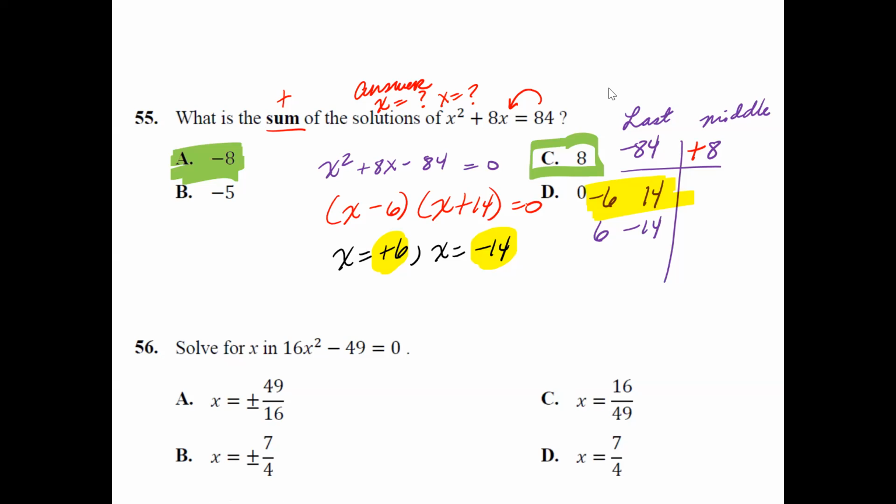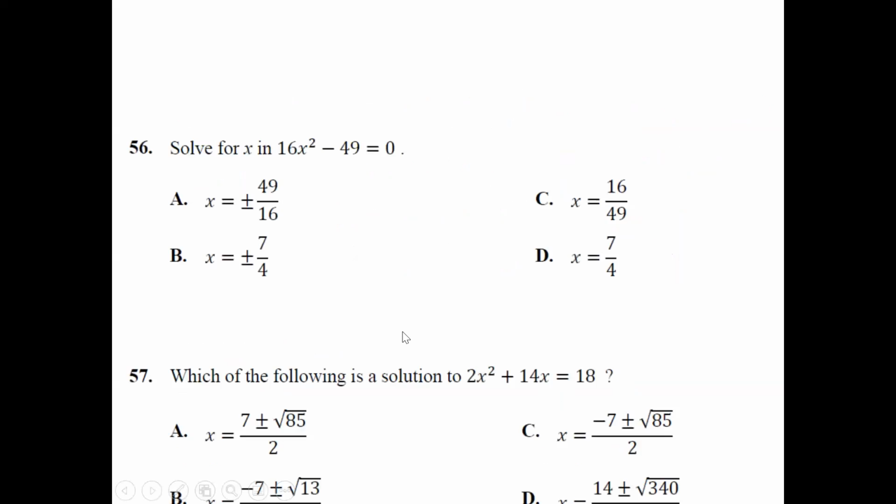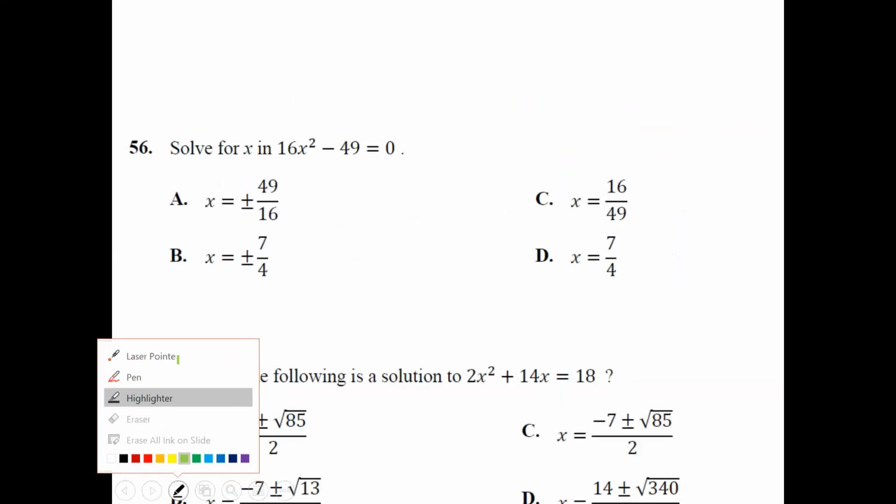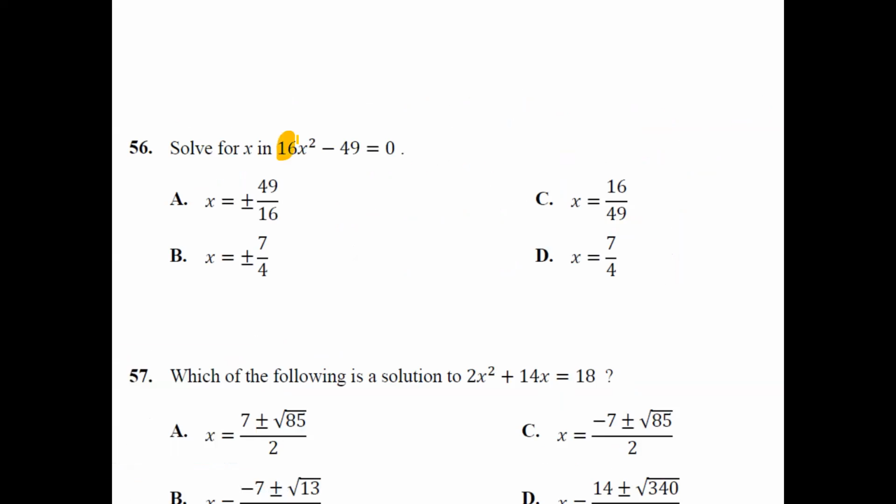All right, let's go ahead and go on to the next one. Number 56. First thing I noticed right off the bat with 56 is you see 16 and 49. Those are perfect squares. And when I say perfect squares, I'm talking about 4, 9, 16, 25, 36, 49, 64.